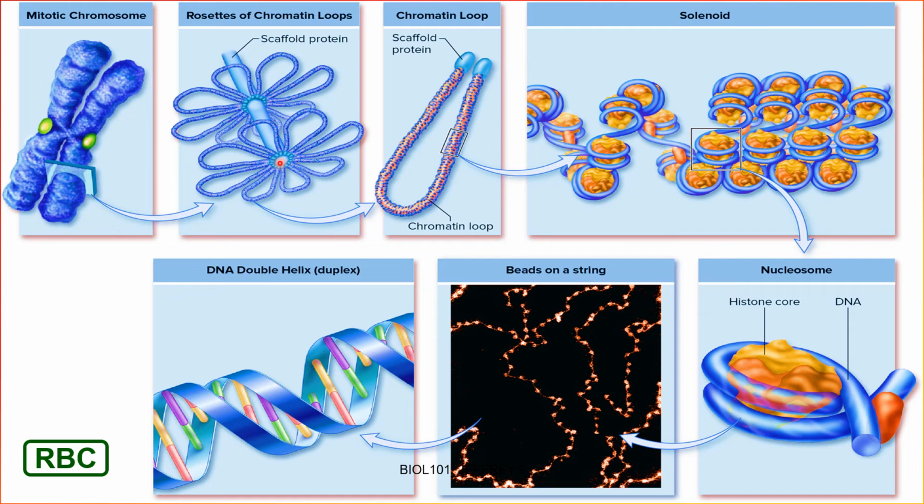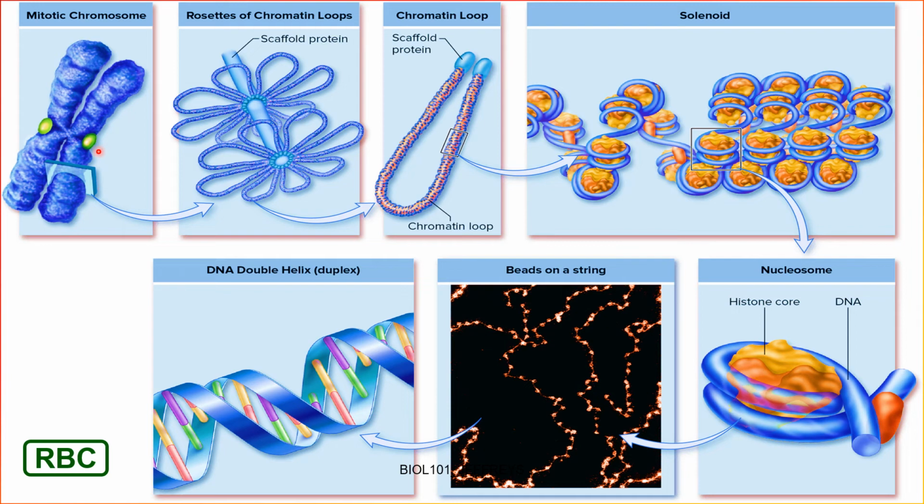We're actually going backwards here, but then you get these rosettes and they condense even further, and then you end up with a chromosome. This is a mitotic chromosome. This is a chromosome ready for cell division with your two sister chromatids joined together at a centromere. These are kinetochores, these little green things, and we'll get to that in a little bit.